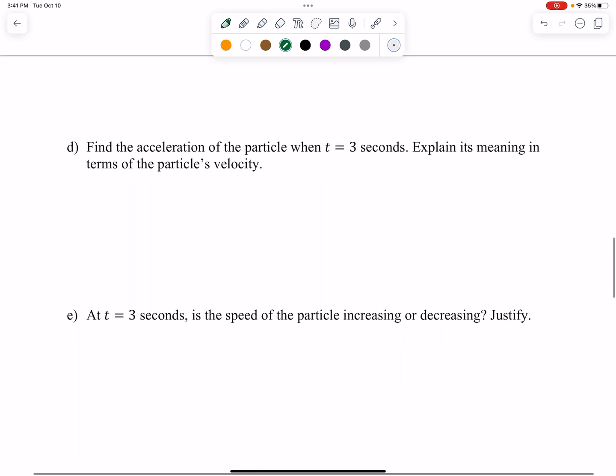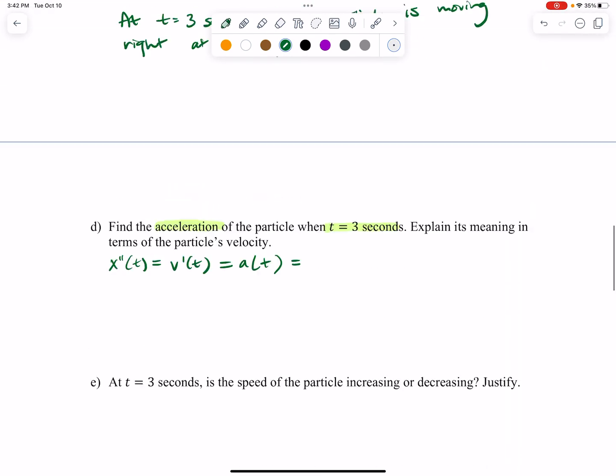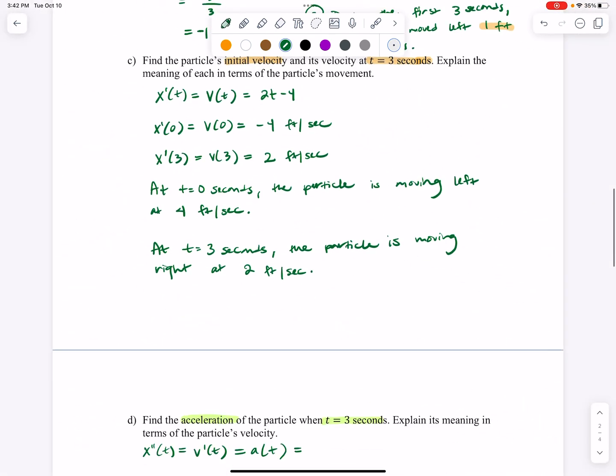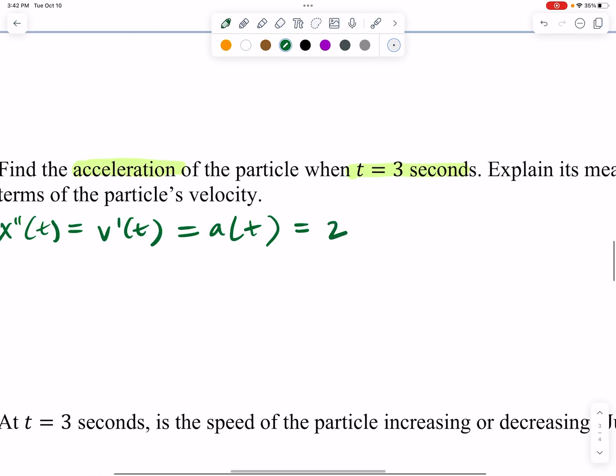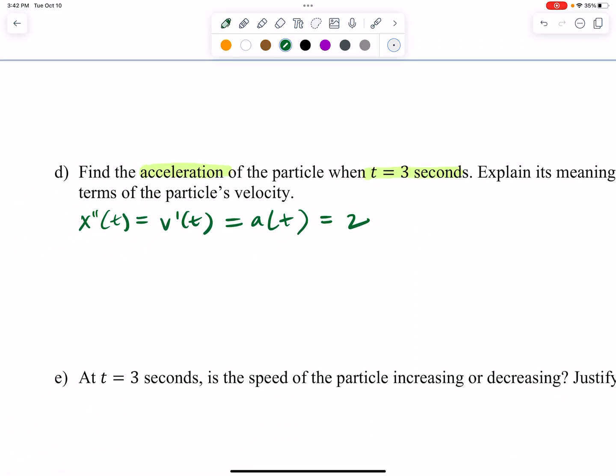Okay, so now we're asked a question about acceleration. We want to find the acceleration of the particle at t equals 3 seconds and explain its meaning in terms of the particle's velocity. First of all, we need the second derivative of our position function, which would be the first derivative of our velocity function, which you could also rename at this point as a of t. And the derivative of our velocity function would just be 2. It would be a constant. So that means that a of 3 would be 2.